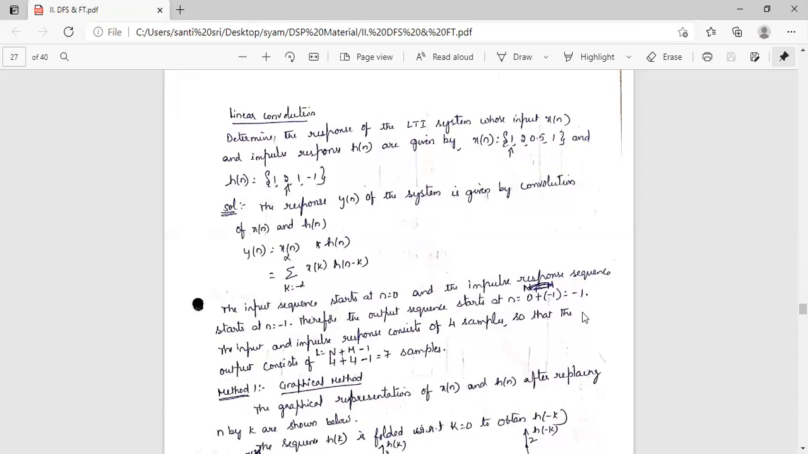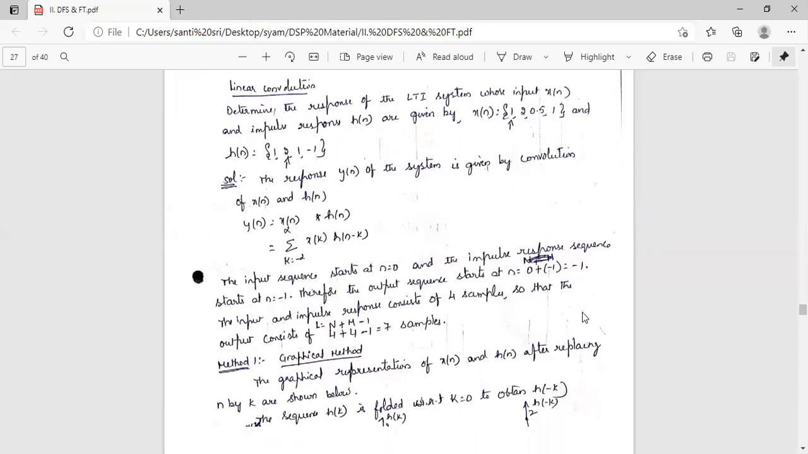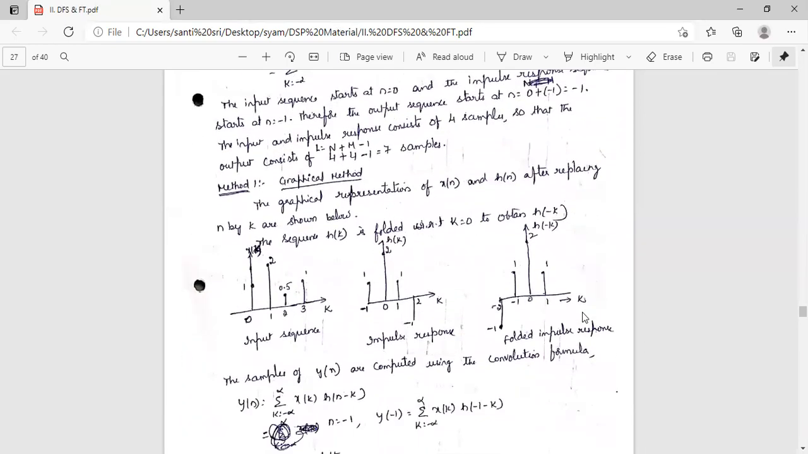Here, several methods are there for finding the linear convolution of the given problem. Method one is the graphical method. The graphical representation of x of n and h of n after replacing n by k: for our convenience, small n will be replaced by k. So x of n will become x of k, and h of n will become h of k, right?